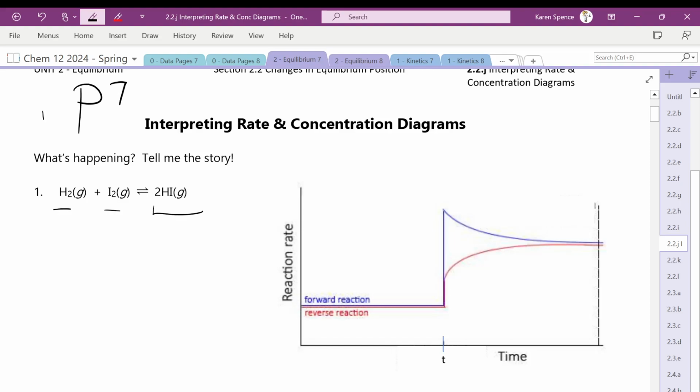page 72. I want you to think about what must have happened in order for that rate diagram to look like that. What had to have happened at time t? Yes, the system was stressed. See if you can figure out what the stress was.